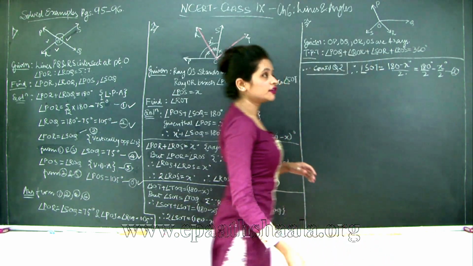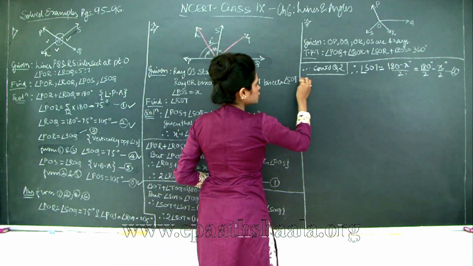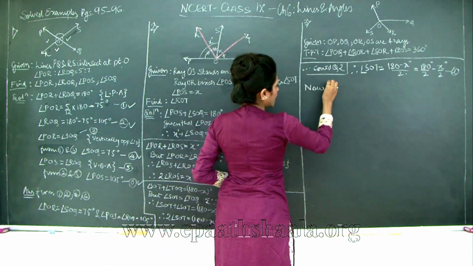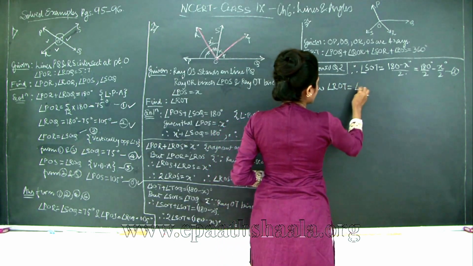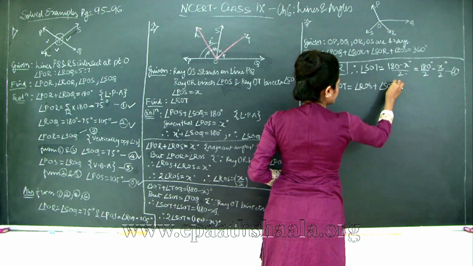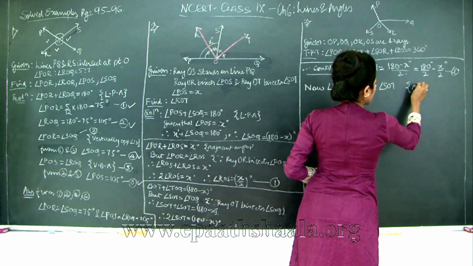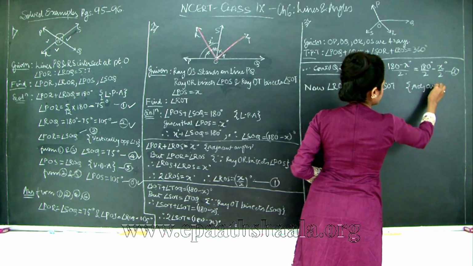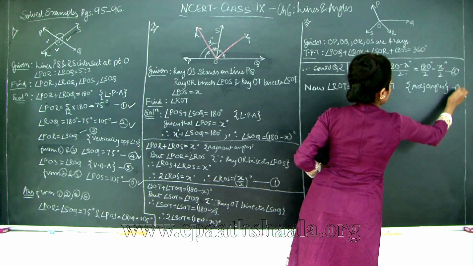What do we need to find? We need to find the measure of angle ROT. Now angle ROT is equal to angle ROS plus angle SOT. Why? Because they are adjacent angles. So I'll say adjacent angles and I'll mark this as 3.